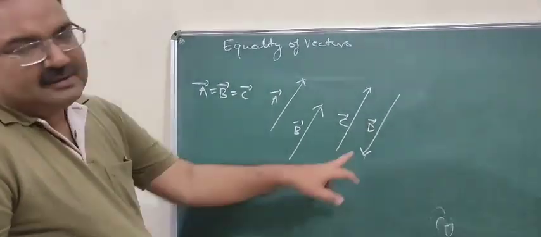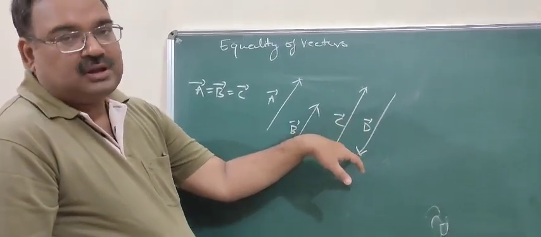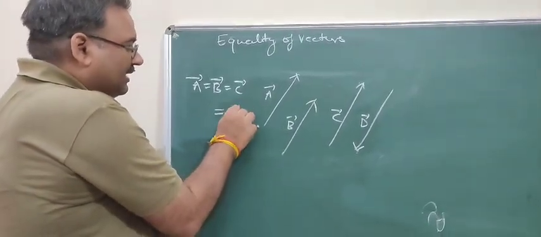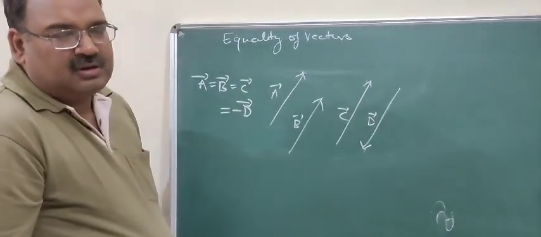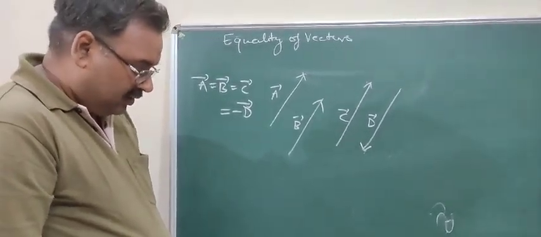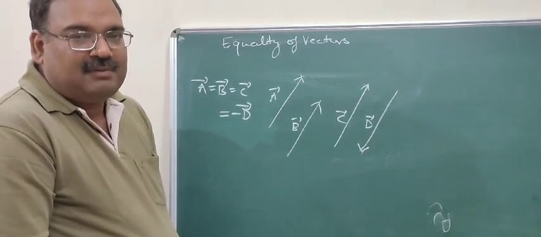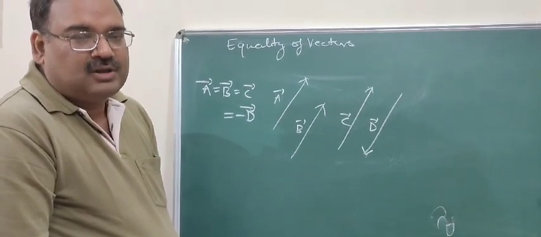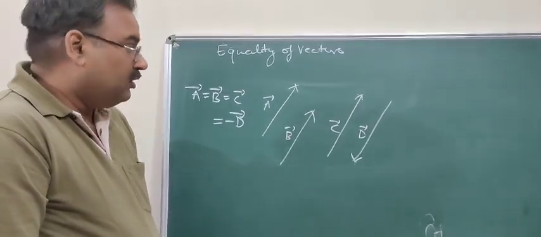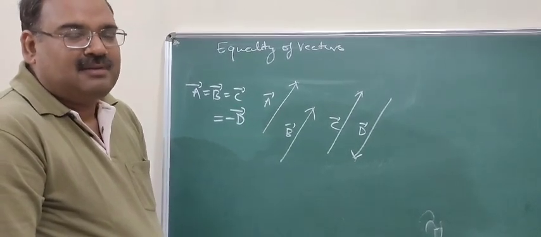Now we talk about vector D. Vector D also has the same length as C, but its direction is opposite to the direction of C. Therefore, it is equal to minus D. Minus why? Because the direction has been reversed. Okay, so A equals B equals C equals minus D vector. Here the magnitude of the D vector is the same as that of A, B and C, but its direction is opposite to the direction of vectors A, B and C. So two vectors are equal only when their magnitudes are equal and they are in the same direction.